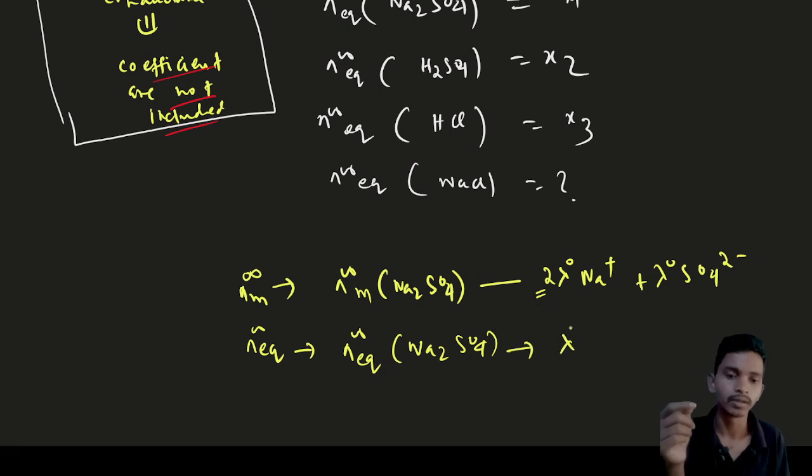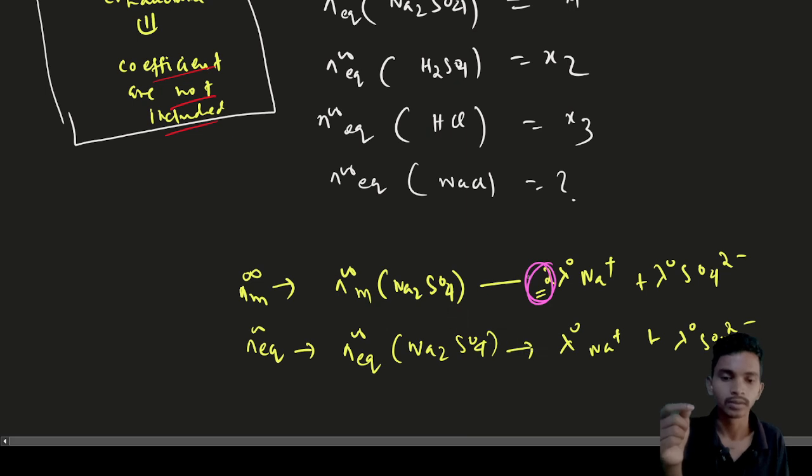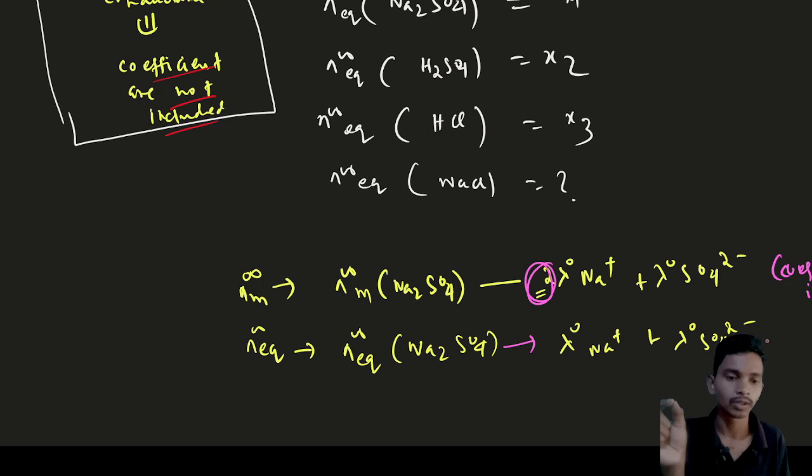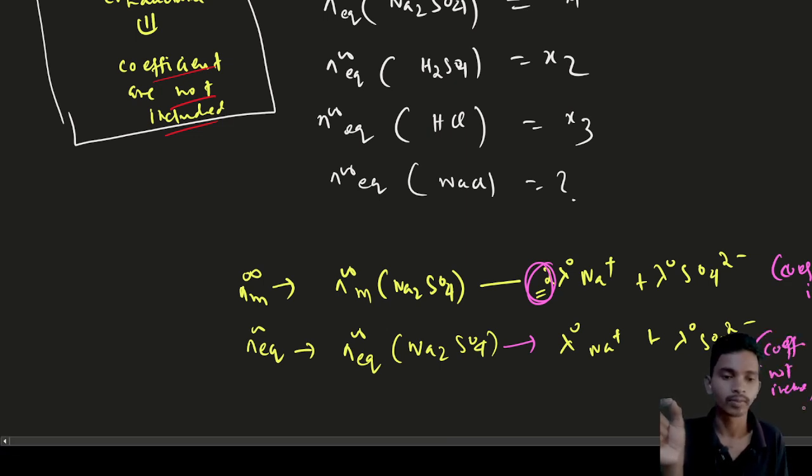So this is simple. Okay, so this value is not included for equivalent conductance here. So these two values are not included here. That's the main point we have to remember. For molar conductance, these coefficients are included, but here the coefficients are not included. Okay, this you have to remember.